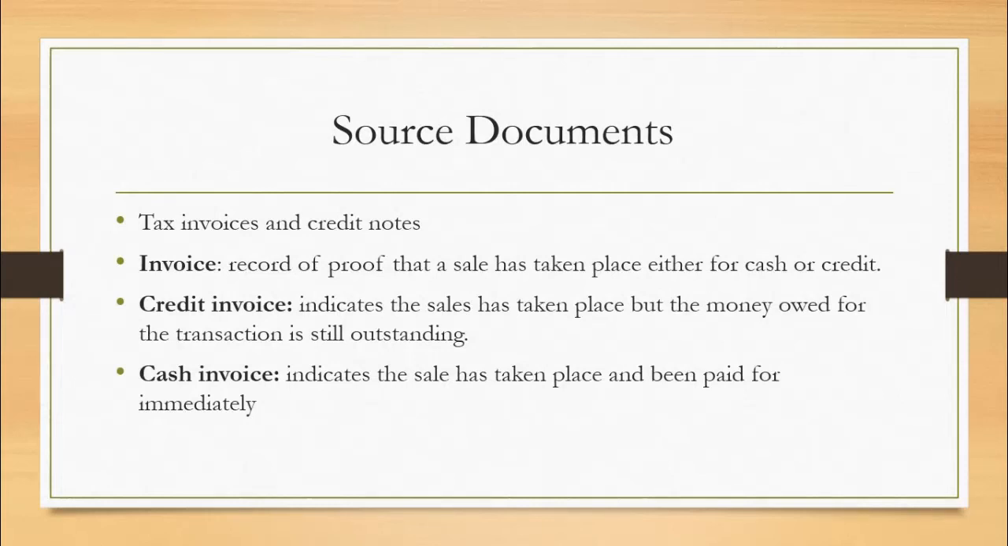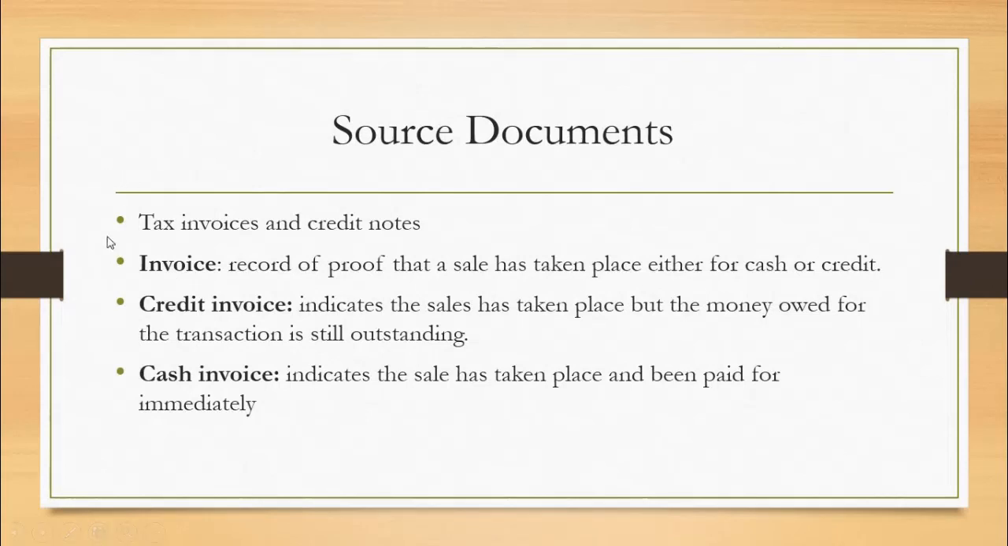So invoices, right? Tax invoices and credit notes. An invoice is also very important in this process, because an invoice is a record of proof that a sale did take place, either in cash or credit. So that is going to tell us exactly when the sale took place, who it was sold to, and whether it was paid for or not. So this is actually a very critical and important source document when it comes to taxation.